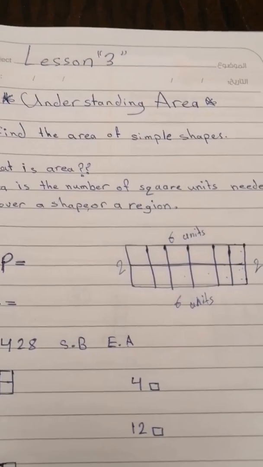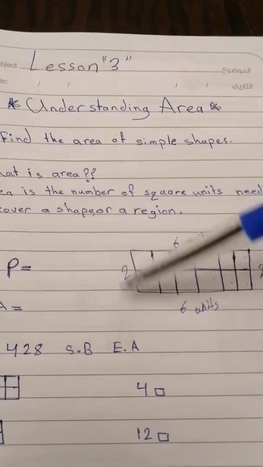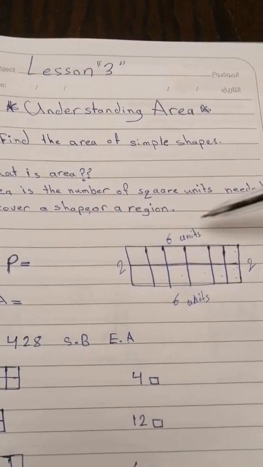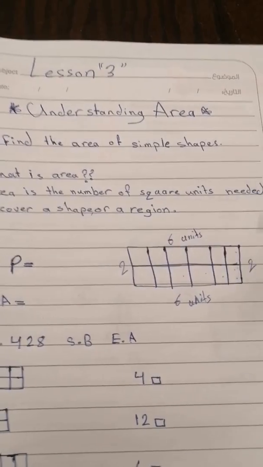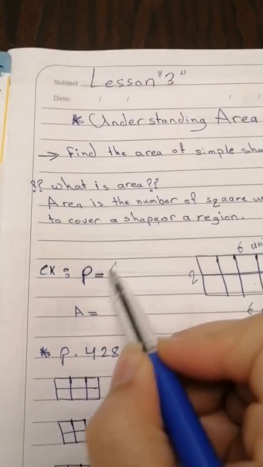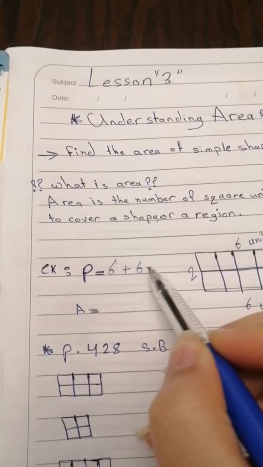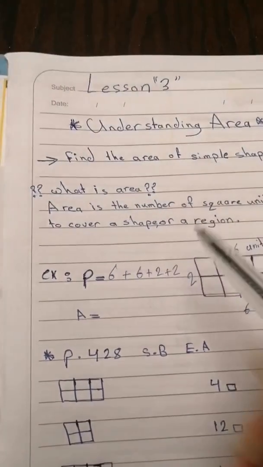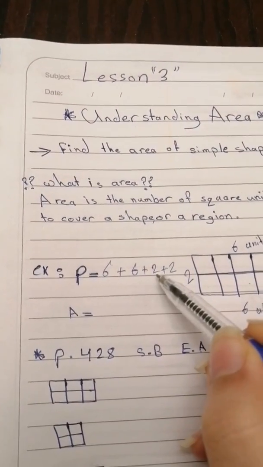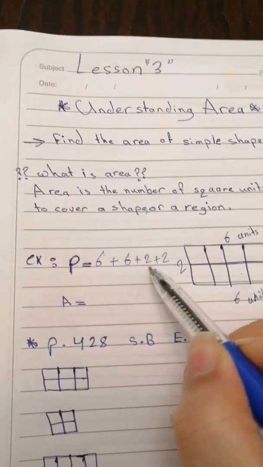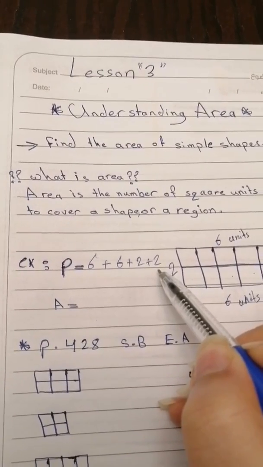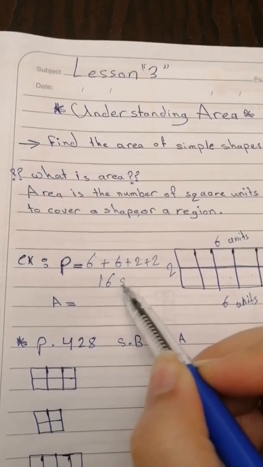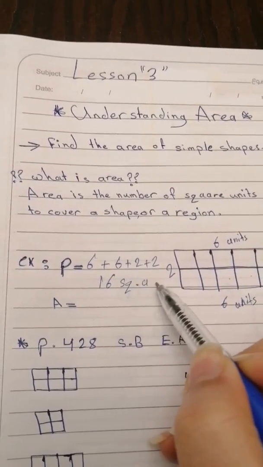Now to find the perimeter, we have to add these 4 sides, right? 6 plus 6 plus 2 plus 2. So perimeter equals 6 plus 6 plus 2 plus 2. Now 6 plus 6 equals 12, plus 2 equals 14, plus 2 equals 16. So perimeter equals 16 square units.